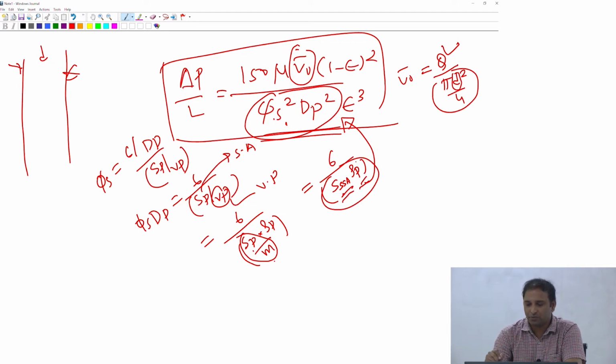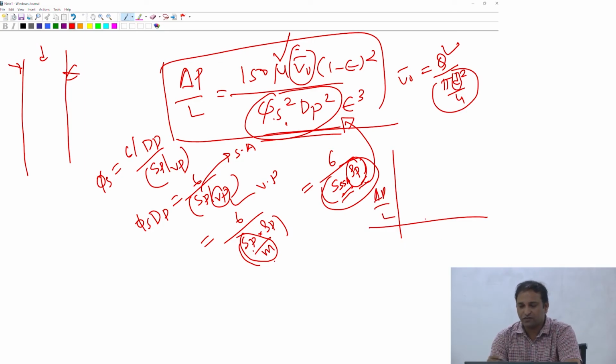If I know that I'm using a fluid of a particular viscosity, and if I have a way of measuring rho p, which we discussed in one of the classes using the solution densitometry technique, then again a similar plot of delta p by L as a function of either V naught bar, V bar, or Q can be made.